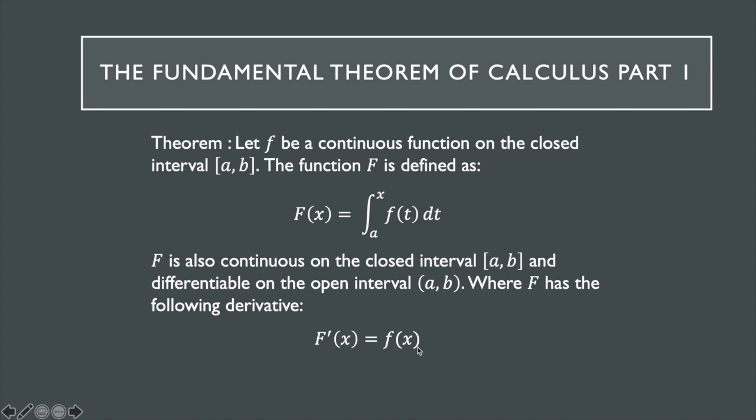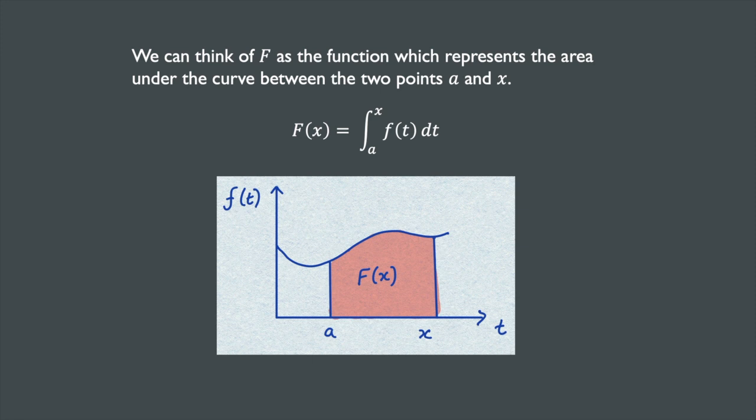Where uppercase F has the following derivative: if we take the derivative of uppercase F, we end up getting lowercase f of x. Okay, so the way we can think about this function uppercase F is that it's the function which represents the area under the curve between 2 points a and x. So we know when we're taking the integral of a function between two limits, we are essentially taking the area under the curve between 2 points. And that's exactly what we've got here. We've got our t-axis here and our f of t-axis here. And the area of the function is between a and x, and that whole area is represented by uppercase F of x.